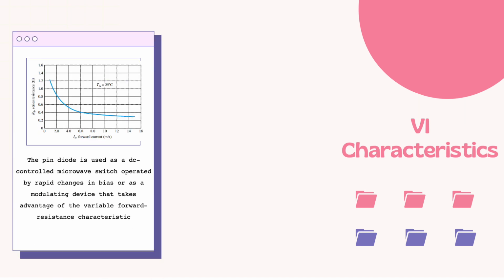For the VI characteristics, the forward resistance characteristic and the reverse capacitance characteristics are shown graphically in the figure below for a typical PIN diode. The PIN diode is used as a DC-controlled microwave switch operated by rapid changes in bias, or as a modulating device that takes advantage of the variable forward resistance characteristic.